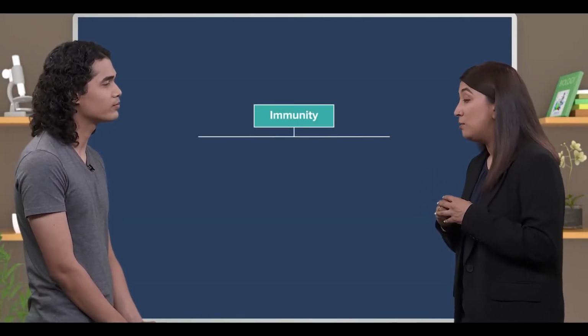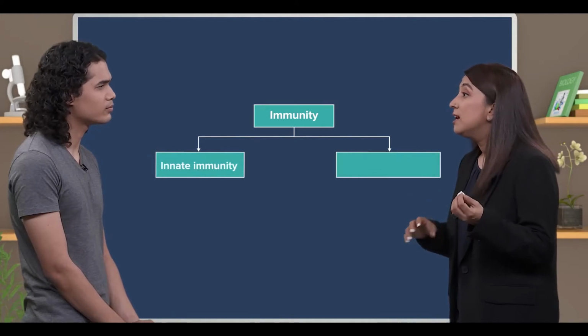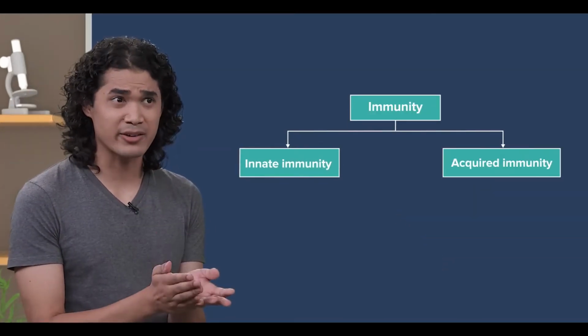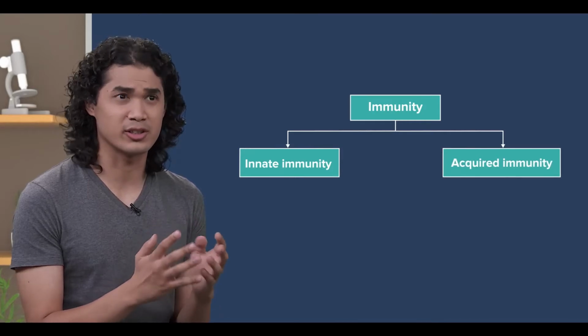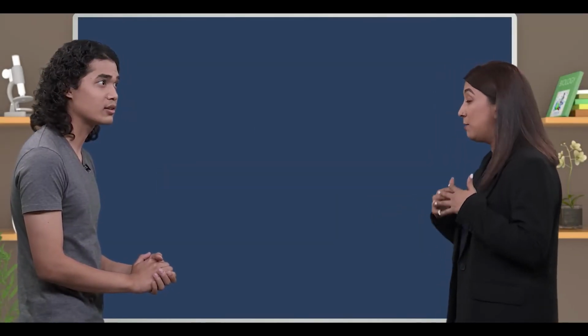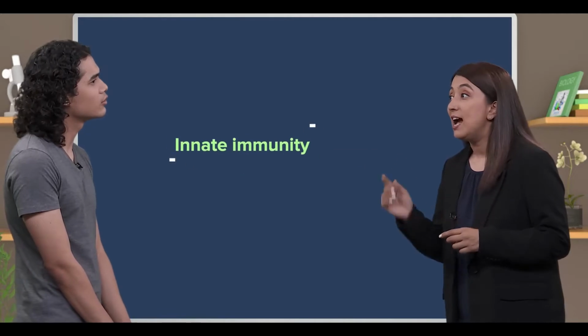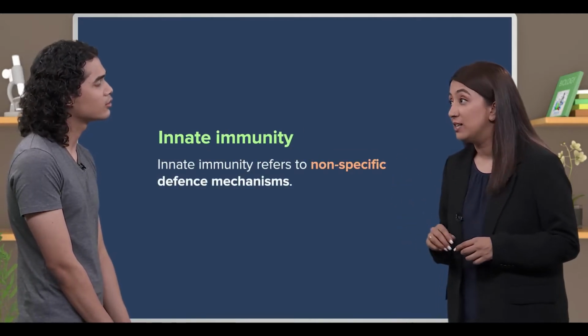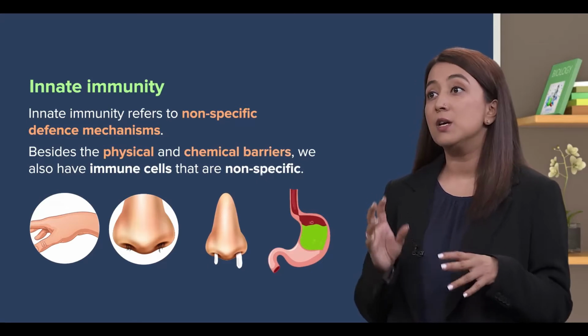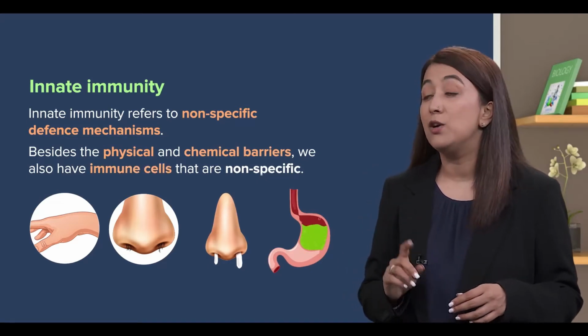We can say that there are generally two types of immunity in our body, the innate immunity and acquired immunity. Does innate refer to the barriers and acquired refer to the cells? Aha! That's where many students have this misconception. Innate immunity actually refers to non-specific defense mechanisms. Besides our physical and chemical barriers, we also have immune cells that are non-specific.